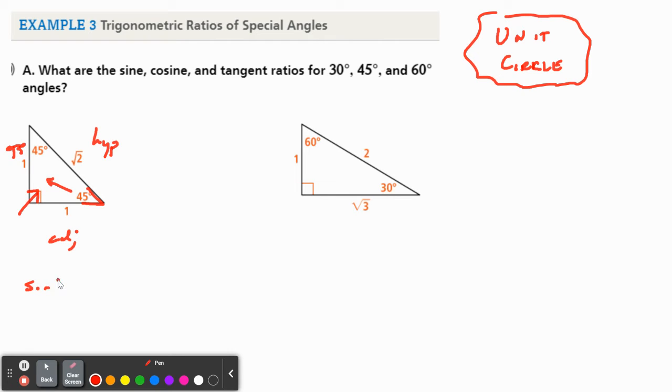So the sine of 45 degrees is equal to opposite 1 over the hypotenuse square root of 2. Now, we talked about rationalizing, so we're going to do that. Multiply by the square root of 2, multiply by the square root of 2. 1 times square root of 2 is just square root of 2, and the square root of 2 times the square root of 2 simplifies to just 2. That is the sine of 45 degrees. The cosine of 45 degrees will be very much the same because the adjacent side is also 1. The hypotenuse is square root of 2. We would rationalize, and you get the square root of 2 over 2.